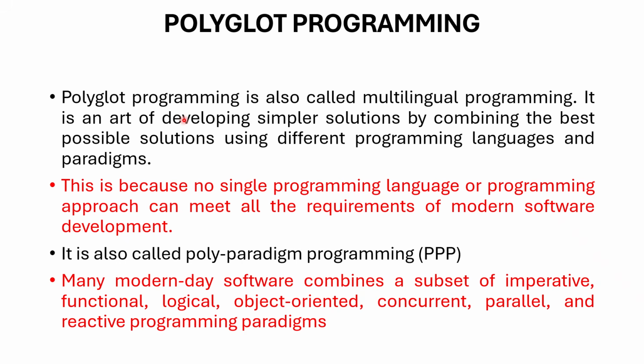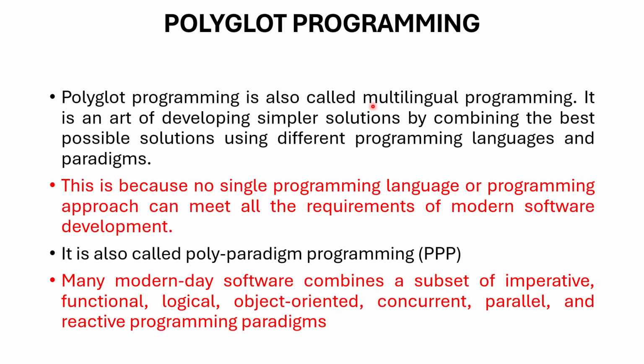The first statement itself explains the definition of what polyglot programming means. Polyglot programming is also called multilingual programming. It is an art of developing simpler solutions by combining the best possible solutions using different programming languages and paradigms. From the first statement itself, it is very clear that it is a multilingual programming paradigm.